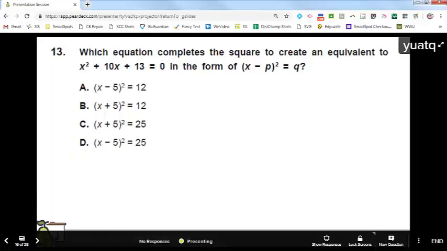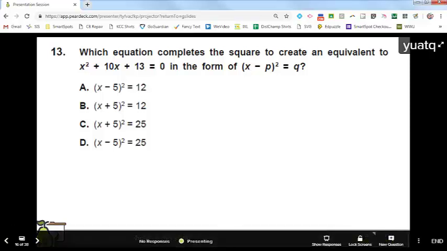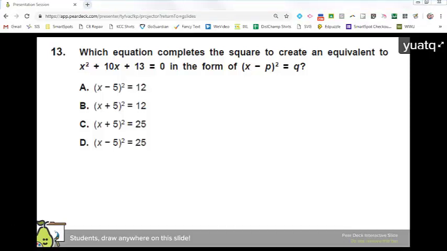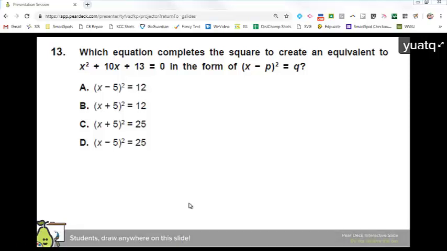So on this one, which equation completes the square to create an equivalent to x squared plus 10x plus 13 equals 0 in the form of (x minus p) squared equals q? So I'm going to give you 2 minutes to figure this out. Go. Time's up.